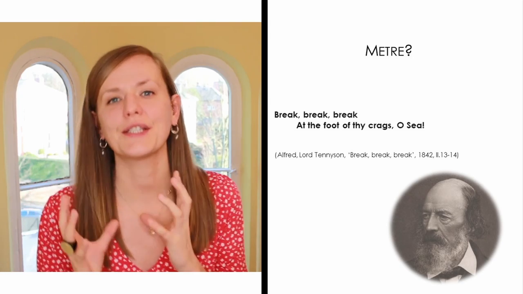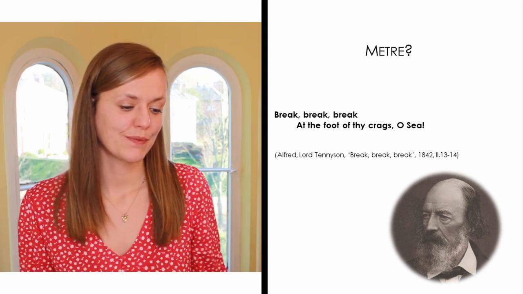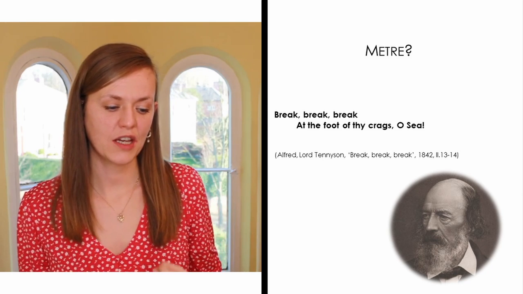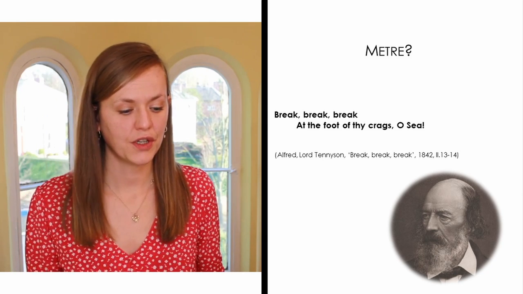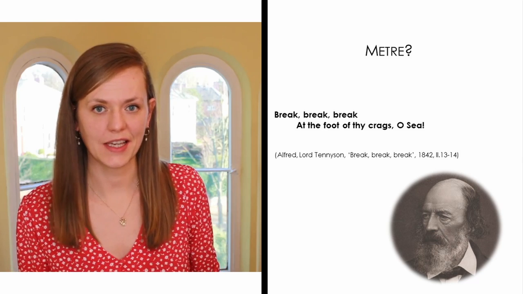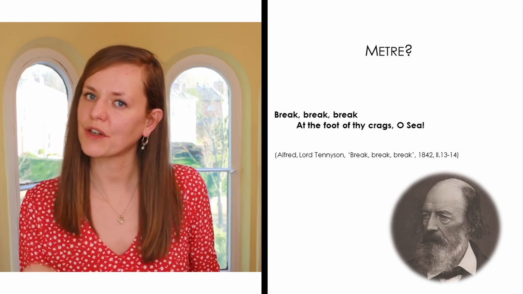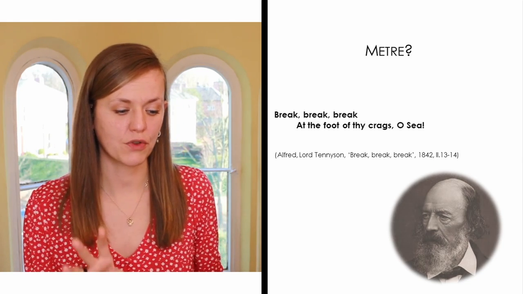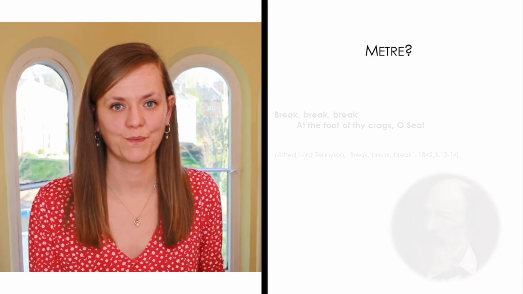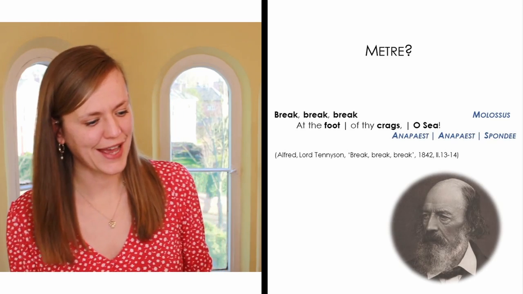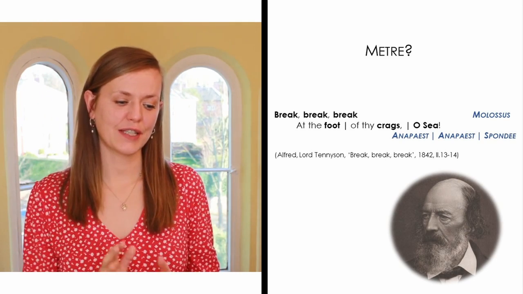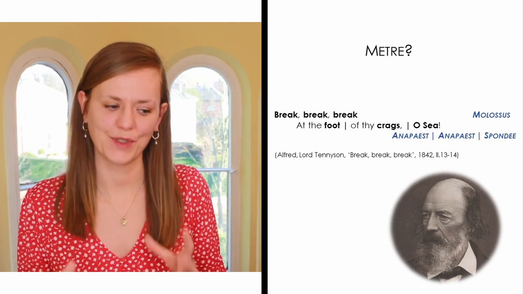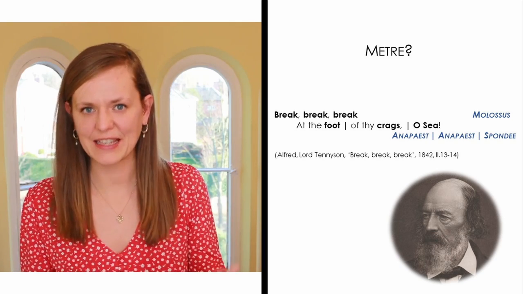So this is Tennyson's Break, Break, Break. Break, break, break at thy foot of thy crags, O sea. So how would you describe the makeup of the meter and rhythm here in this poem? So I would say that the first line is molossus, so break, break, break.